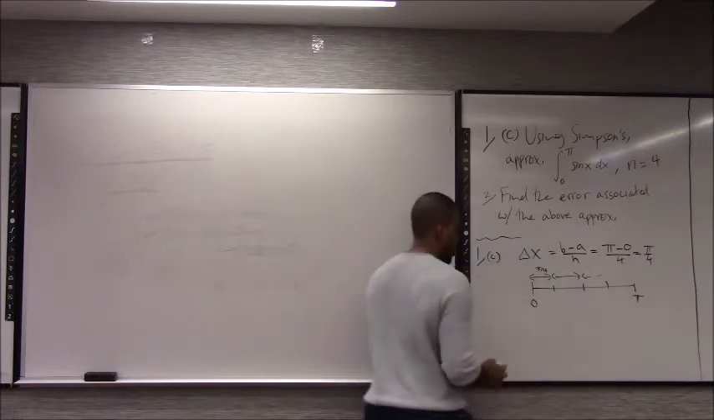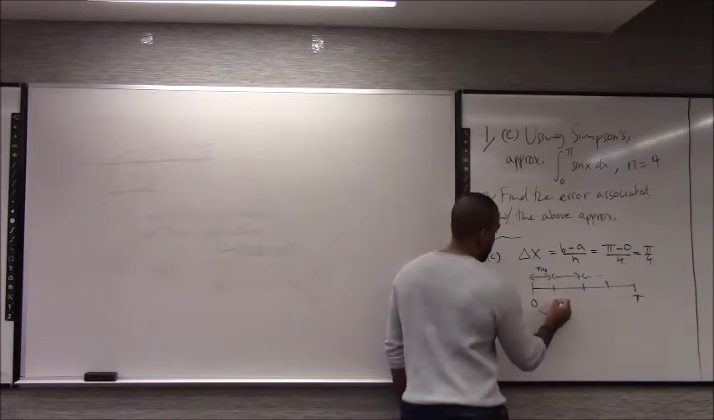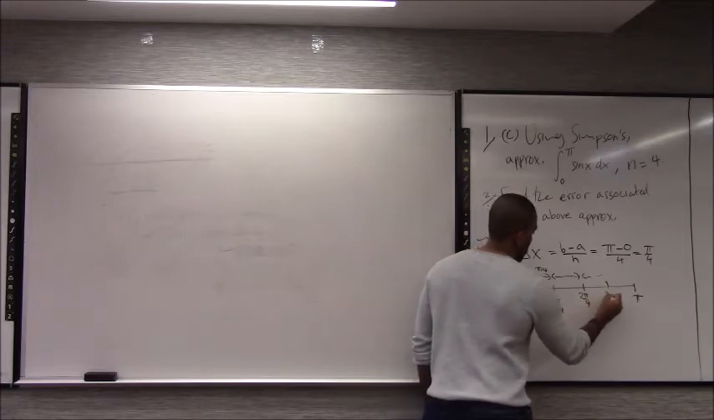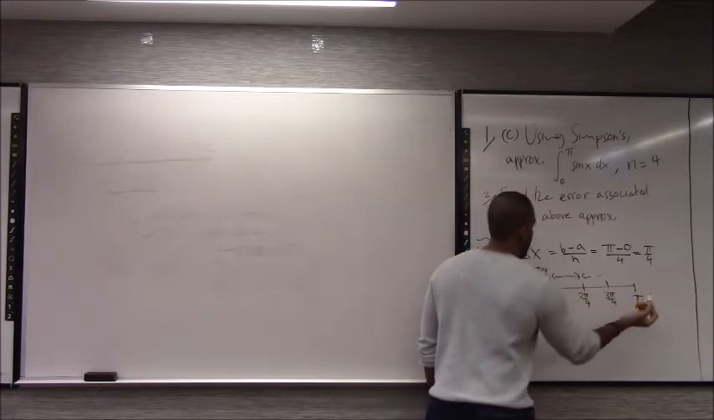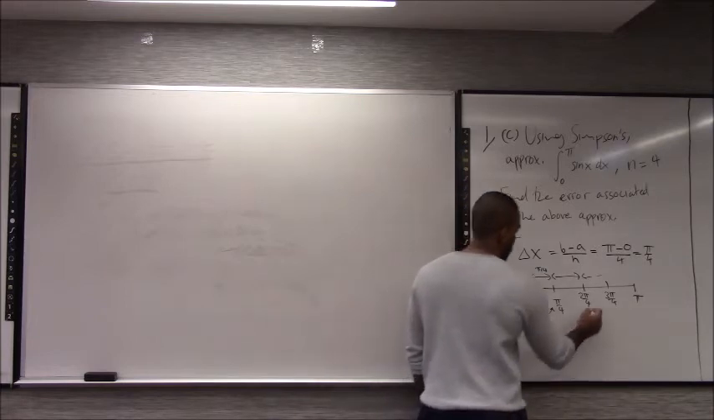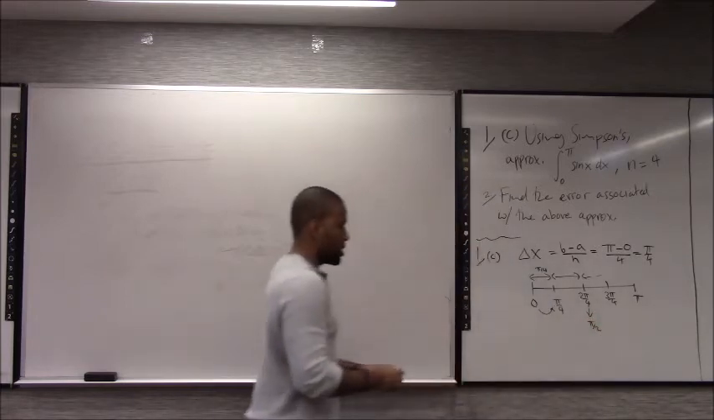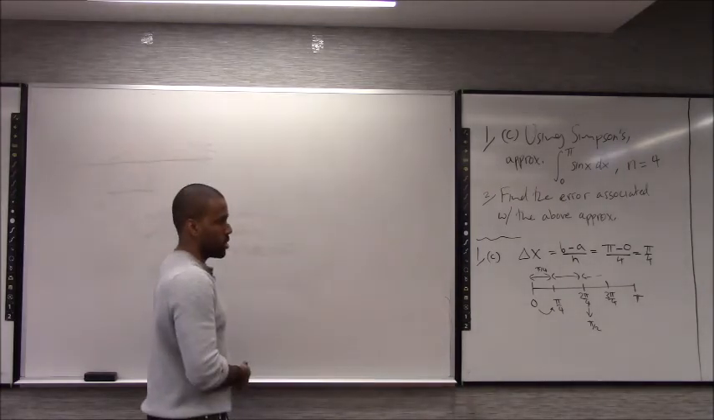So you add pi over 4, that's the first thing. Pi over 4. Then you have 2 pi over 4s. Then you have 3 pi over 4s. Then you have 4 pi over 4s, right? And of course, the 2 pi over 4 you can simplify to pi over 2. So that's the first thing: find what the subintervals are going to be.